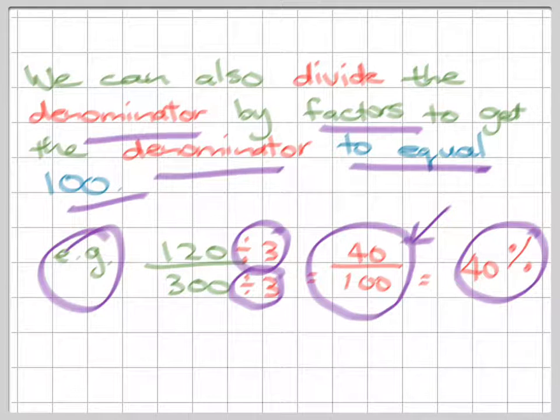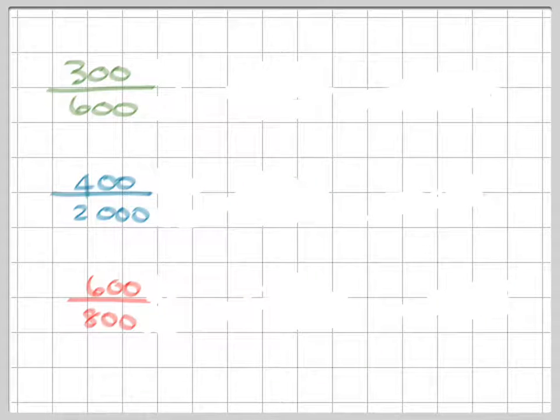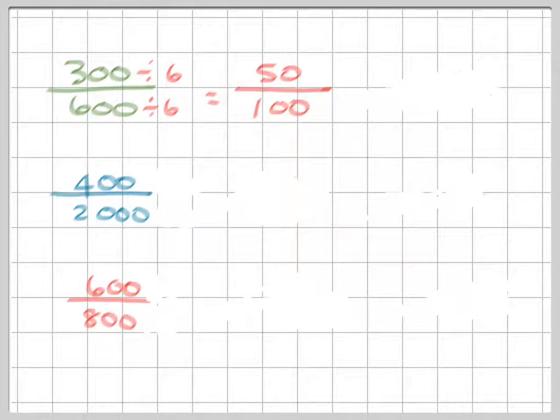Easy as that. Let's look at a few examples. So here we have 300 over 600. And we're going to have to divide 600 to get it to 100 as a denominator, because that's our goal for percent. So we're going to divide by 6, and we're going to do that to the numerator as well. And then we'll end up with 50 over 100, which is already in percentage format as a fraction. And we can write it then as 50%.